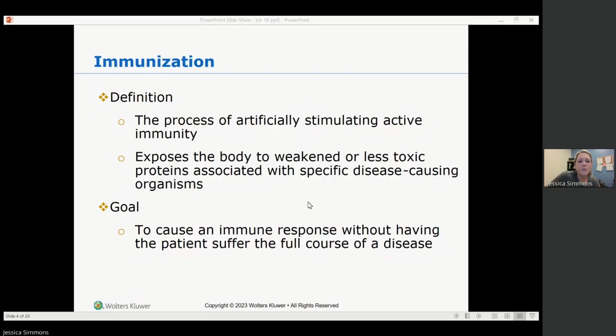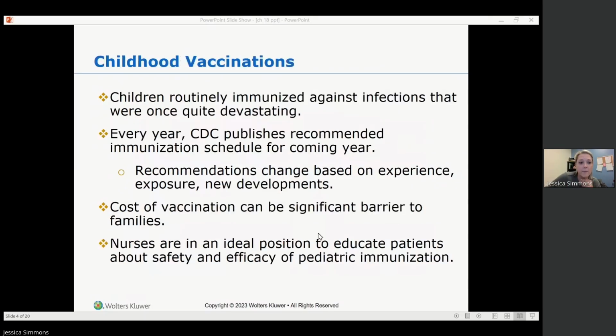Immunization, the definition is the process of artificially stimulating active immunity, which exposes the body to weakened or less toxic proteins associated with specific disease-causing organisms. And the goal is to cause an immune response without having the patient suffer the full course of a disease. So the goal is for your body to make those antibodies so that when it is subjected to the organism or antigen, your body already recognizes it and knows how to fight it.